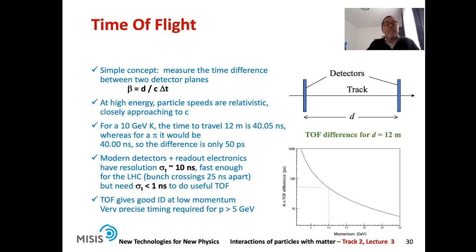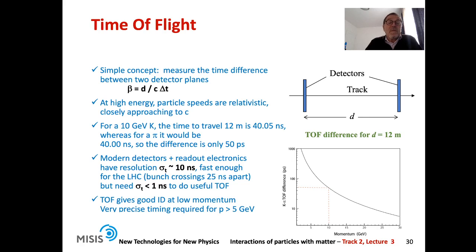So, time of flight. The simple concept is to measure the time difference between two detector planes separated by the distance d. Then the velocity of the particle in units of c is given by beta, and beta is equal to d divided by c t, where t is the time of the particle travel. At high energy, particle speeds are all relativistic, and they closely approach the speed of light.